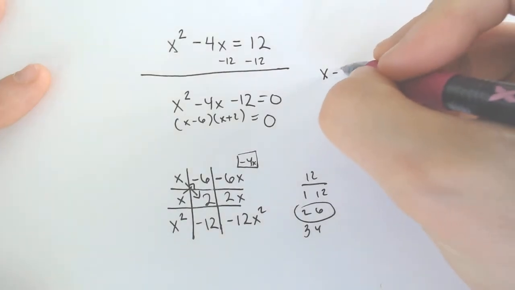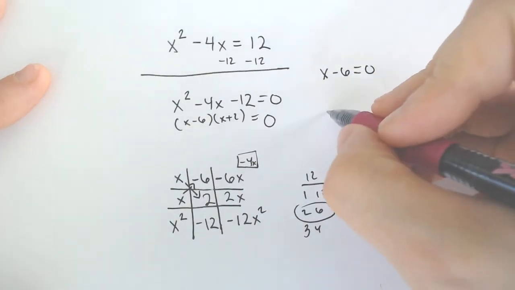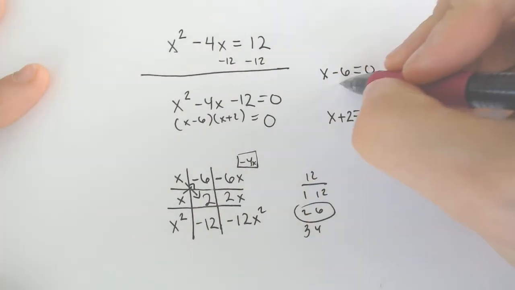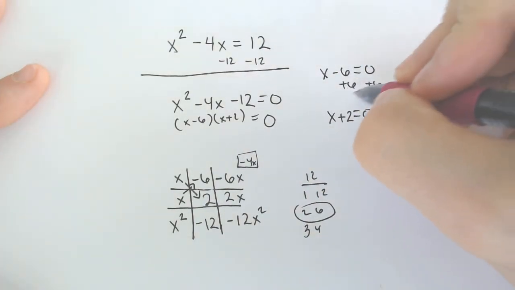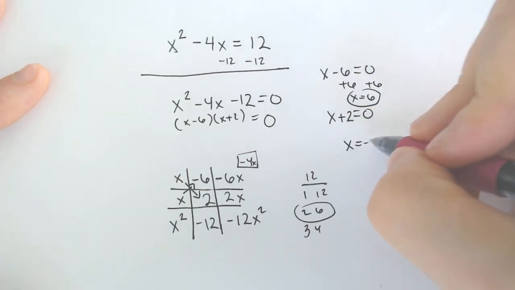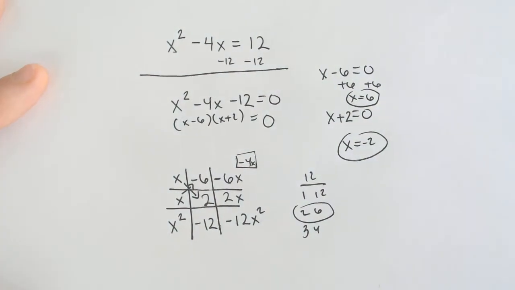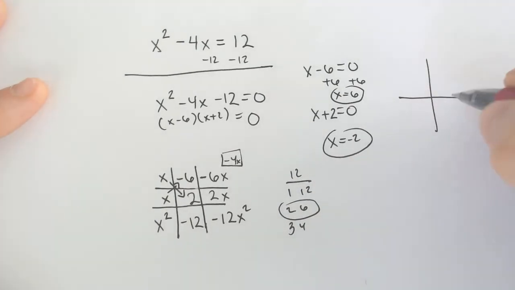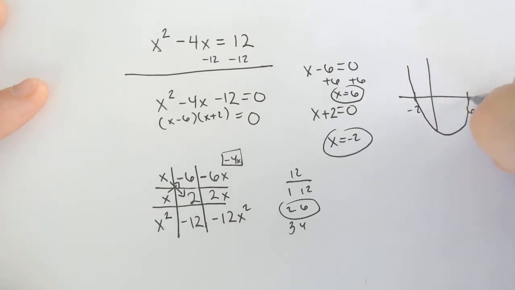And you solve by setting your factors individually equal to 0. So if we add 6, we get x is equal to 6. And if we subtract 2, we get x is equal to negative 2. And those are your solutions. If you wanted to graph it, you could. You could plot a 6, you could plot a negative 2, you could be like parabola. And you could do all sorts of things with those solutions, but normally you just care about what are they. There they are, 6 and negative 2.